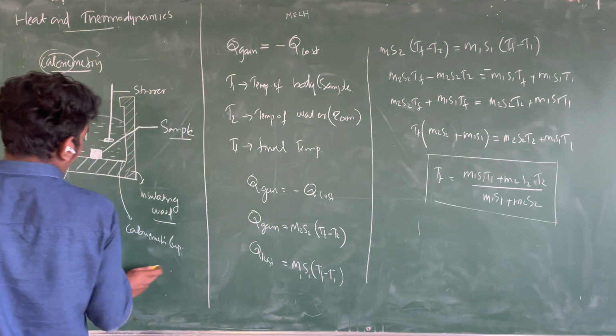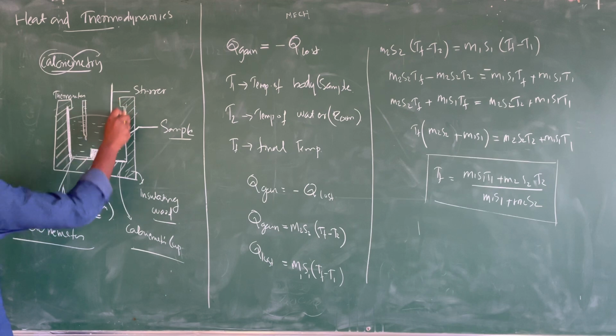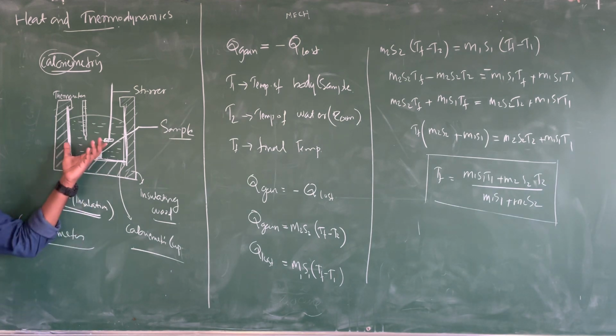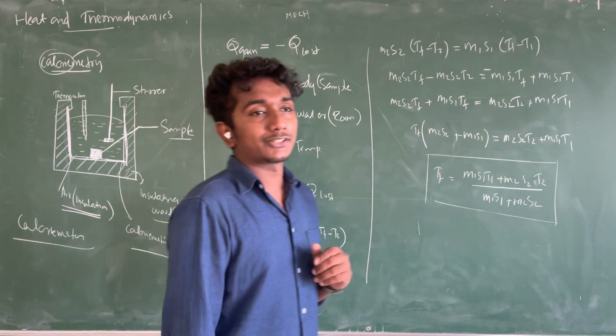And then we have the calorimeter cup. This is a calorimeter. Okay. In that cup, we make the setup, like we take some water. We get some water in that, and then a thermometer is placed. Thermometer will measure the temperature of the water.